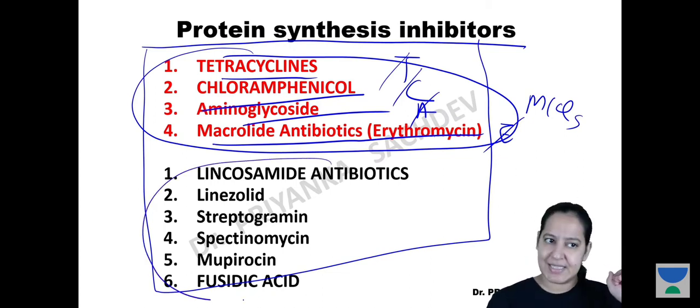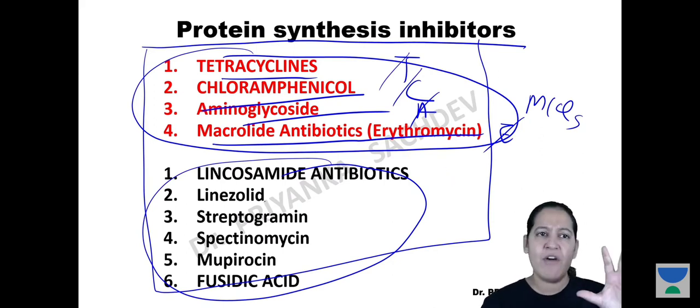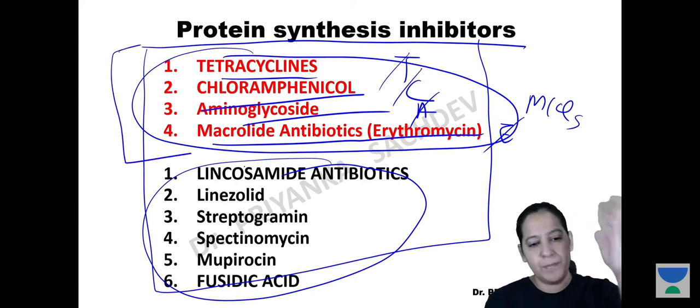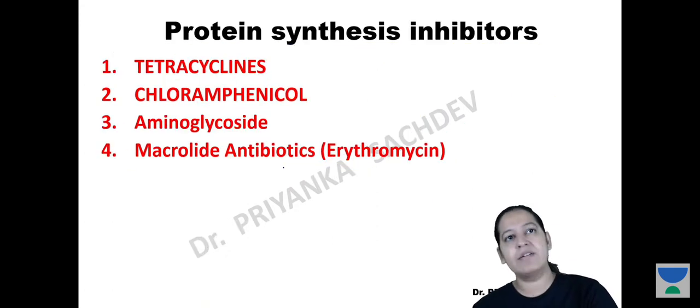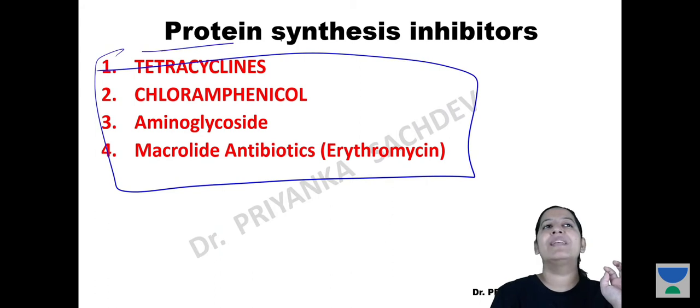And these 6 are also protein synthesis inhibitors, but not really very important. You should have an overview of these, but not the details. So without wasting time, I will start the details of these 4. I asked you to make a comparative table between these 4 as usual. So we will start it. All of them are protein synthesis inhibitors.